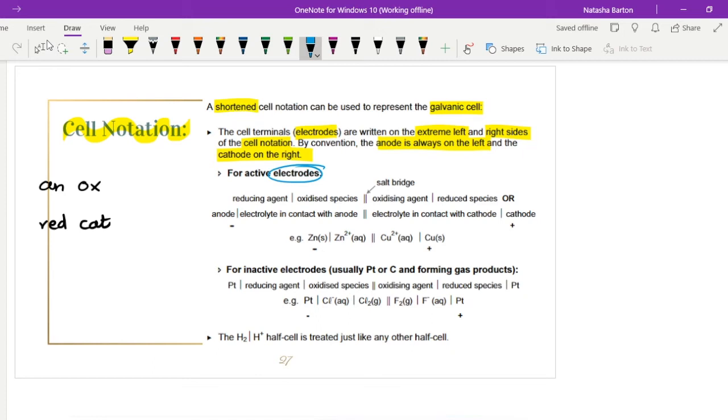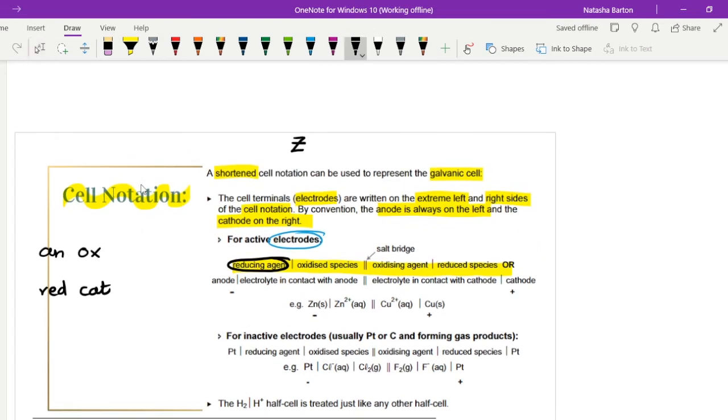So when you have an active electrode, this is how your shortened cell notation is going to look. All right. On the left-hand side, we're going to have the reducing agent. Now, just to put things into context, let's use the zinc copper cell. Let's write out the reaction and make sure that you understand what's going on. So this reaction looks like this.